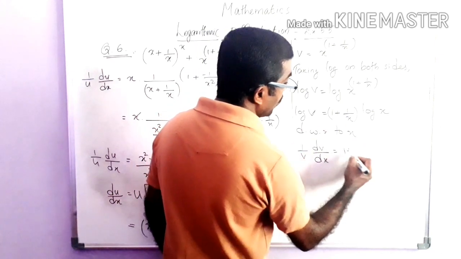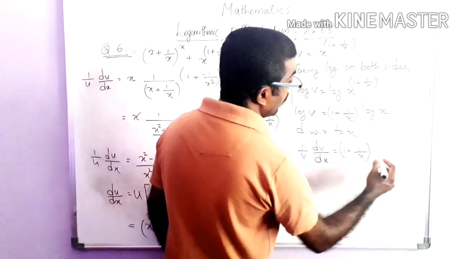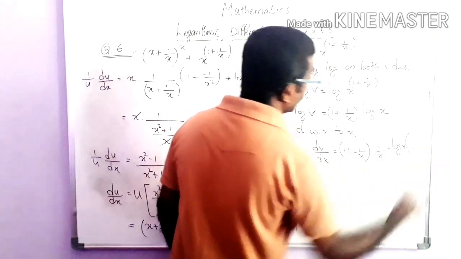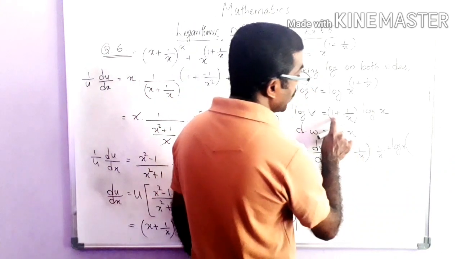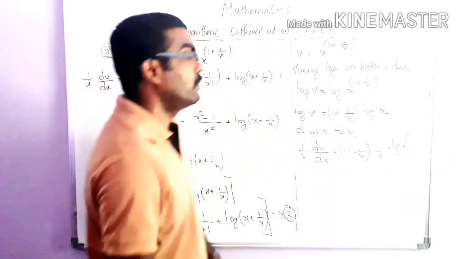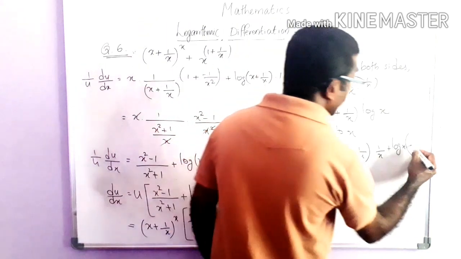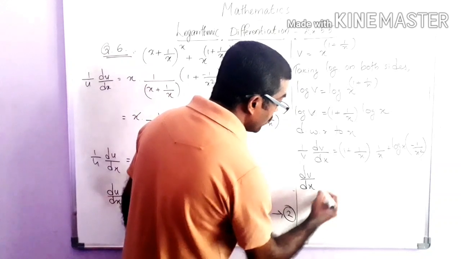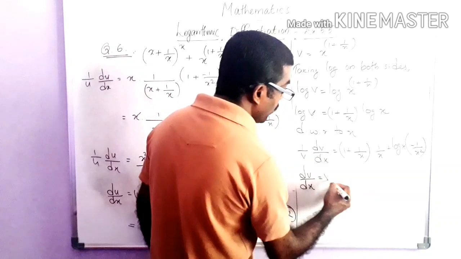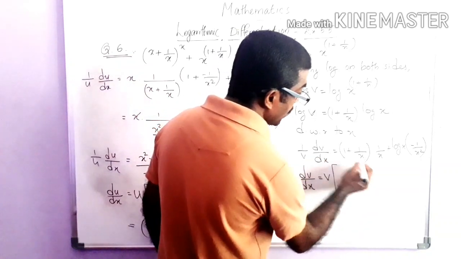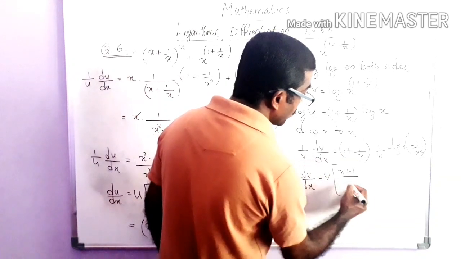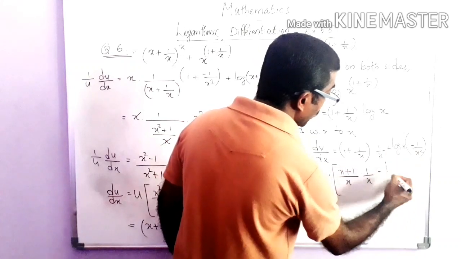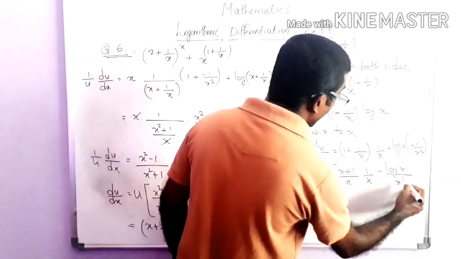Here product rule. First function 1 plus 1 by x into log x derivative 1 by x, then plus log x into derivative of first function. Derivative of 1 is 0 and derivative of 1 by x is what? Minus 1 by x square. So dv by dx is equal to, we can take v to right side, v into, this time we can cross multiply, x plus 1 by x into 1 by x, plus into minus minus log x into 1, log x divided by x square.